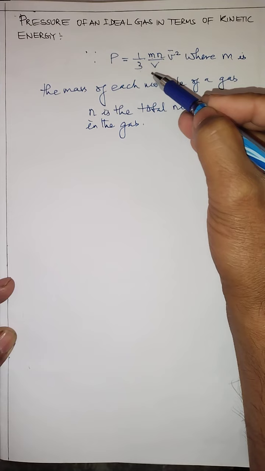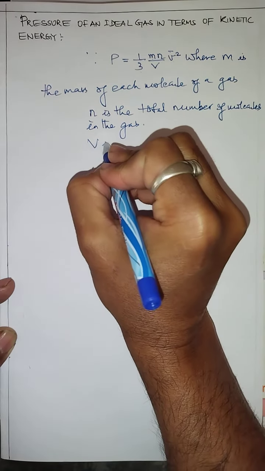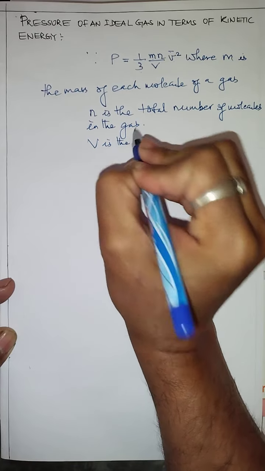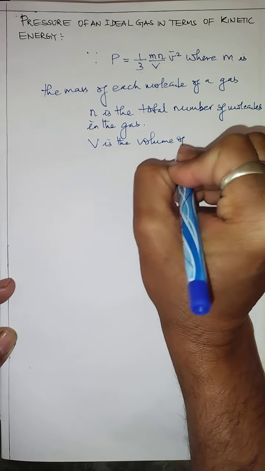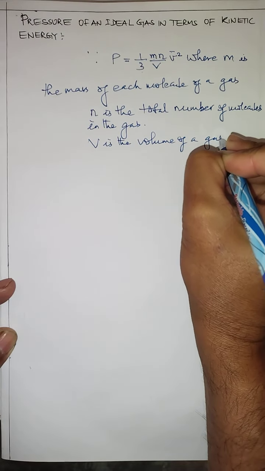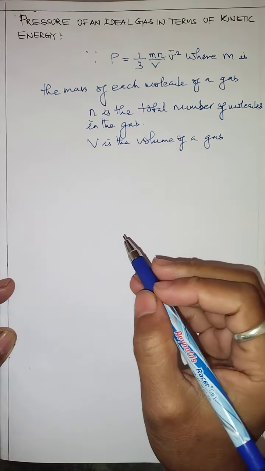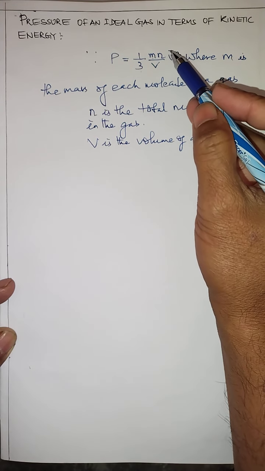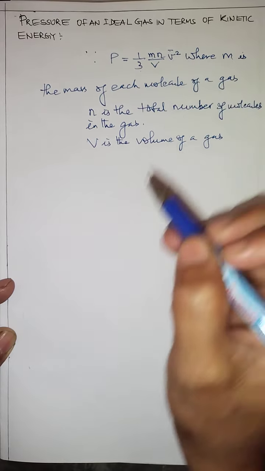And you can see the symbol V. Capital V is the volume of a gas. Whatever number of molecules are present, all the molecules occupy a certain space, and it has a certain volume, which is capital V. And you can see the symbol for mean square velocity. This is the mean square velocity of the molecules of the gas.